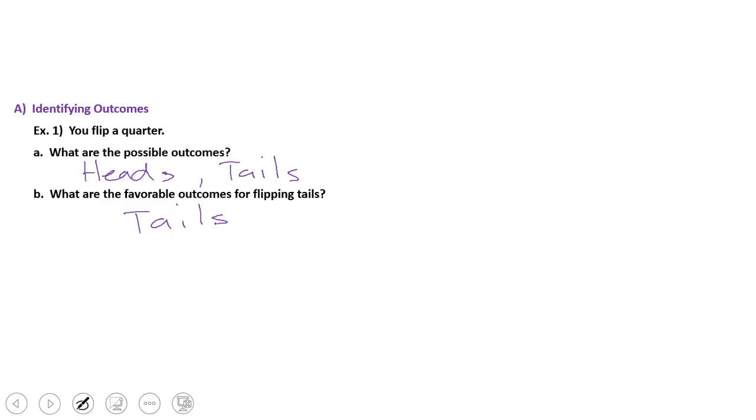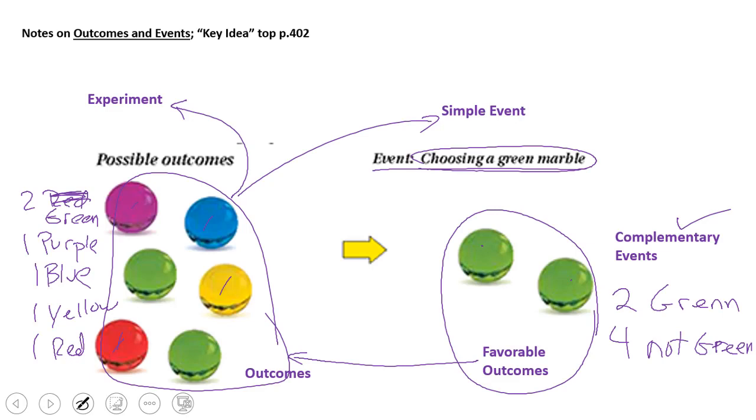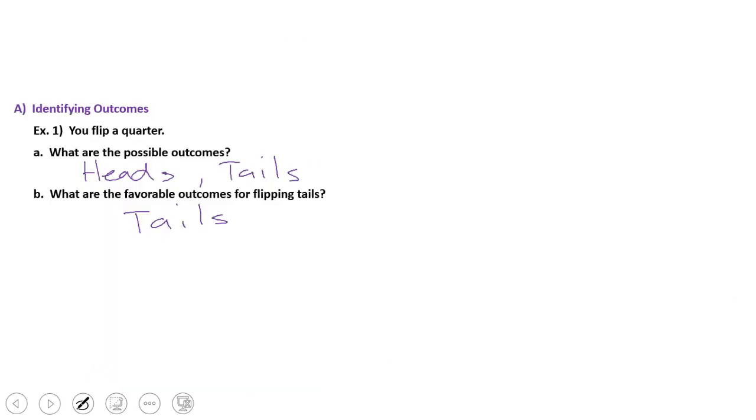Okay? If I was talking about the marbles here, and I wanted to know what are the favorable outcomes for choosing a green marble, I would write green marble twice. But since there's only one tails, we write tails once. If there were 4 tails on the coin, then we would write tails, tails, tails, tails. Make sense? All right.